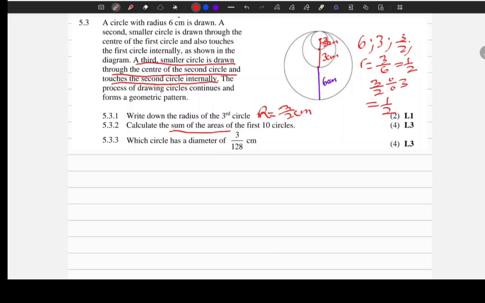Calculate the sum of the areas. Now they're bringing in a new quantity: areas of the first 10 circles. So this 10 obviously is our n, the number of areas that we're going to add. Let's start with area 1, the big circle. By the way, area is pi r squared. It's going to be pi, and we've already established that the radius is 6 centimeters, so it's going to give us 36 pi.